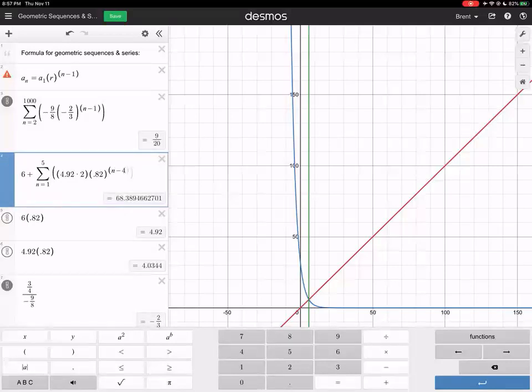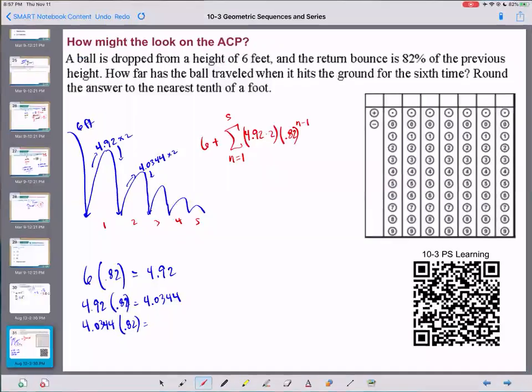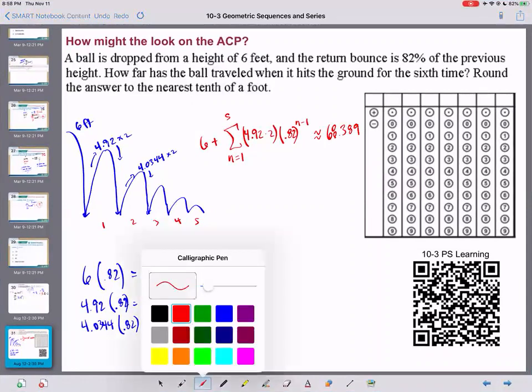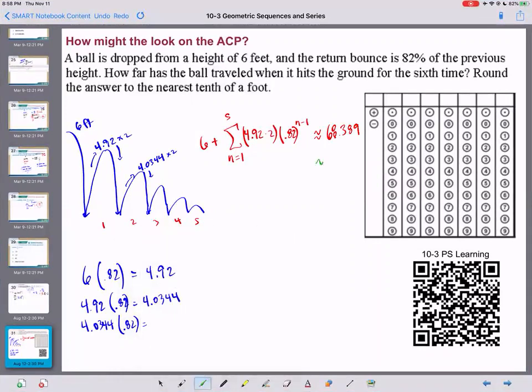And it looks like the answer is about 68.389 approximately. It says, how far has the ball traveled when it hits the ground for the 6th time? Round your answer to the nearest 10th of a foot. So we would actually round that to its 10th. It has 3, 8, 9, so it'd be 68.4. 68.4 feet would be your solution there.